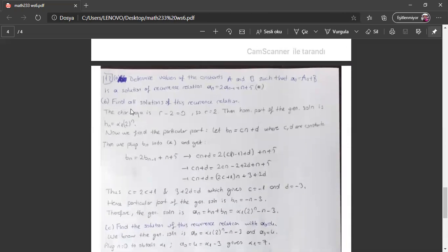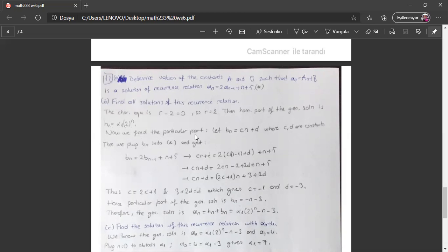So what's the solution of this recurrence relation? Here you see n plus 5, it's not homogeneous. So we first separate the general solution into two parts. One of them is the homogeneous part and the second one is the particular part. For the homogeneous part, we do the things that we did before. We find the characteristic equation, we find the roots, and we write it like this. So this is the homogeneous part. This is what we did before.